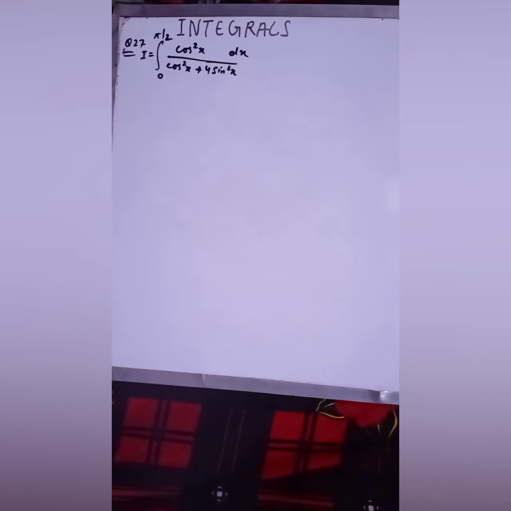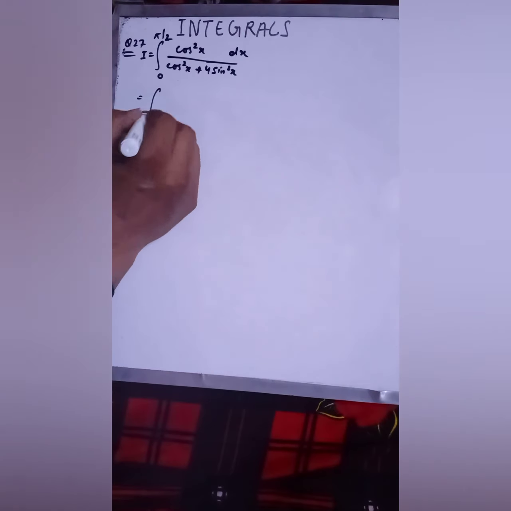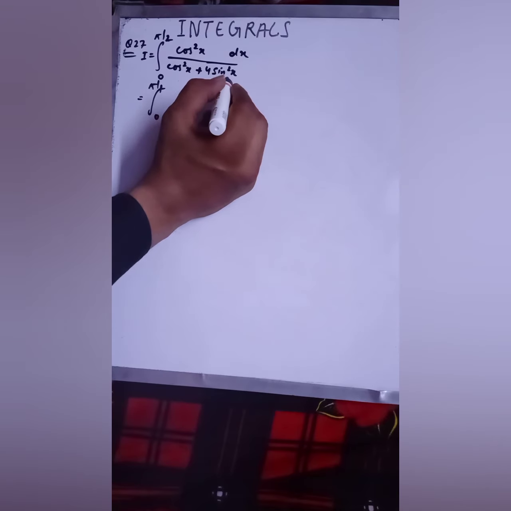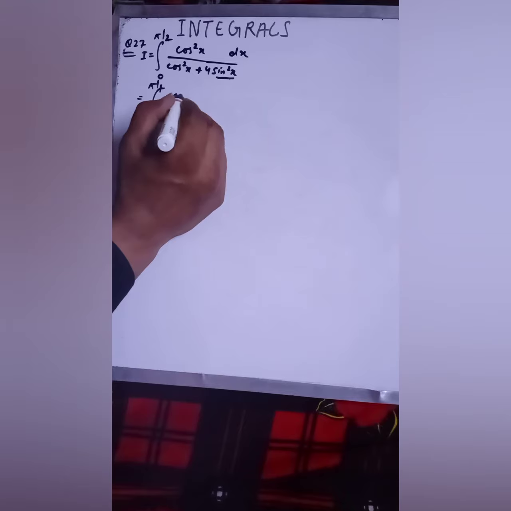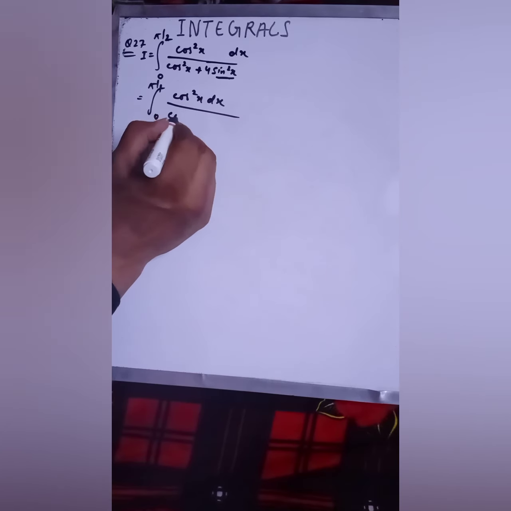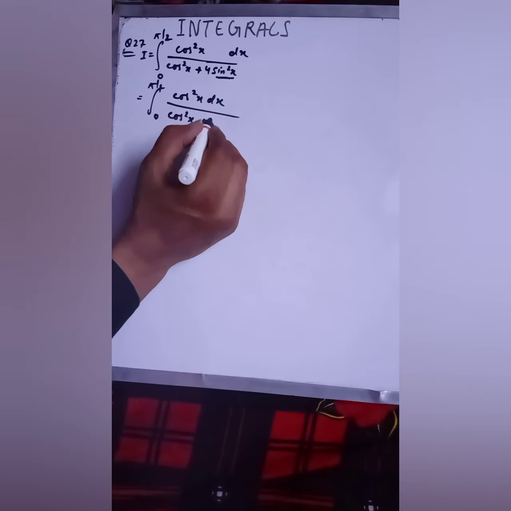Now see children, here I am solving your question number 27. In this question what you have to do is write the same, just in place of sine square x you have to write 1 minus cos square x. So this is your cos square x into dx over cos square x plus 4.